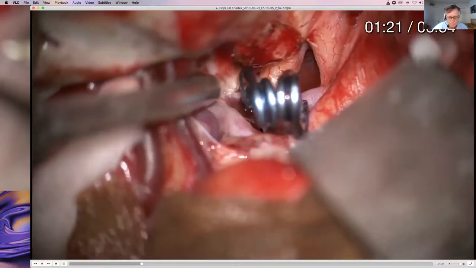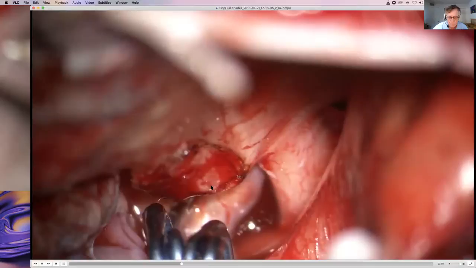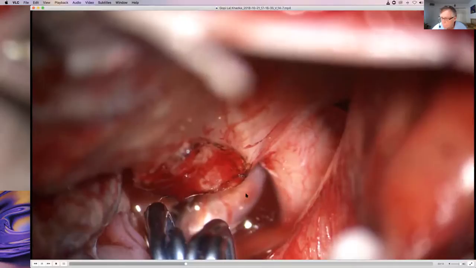So then we are examining, that is a clinoidectomy, tailored clinoidectomy, probably a few millimeters. That is your optic nerve, that is your optic canal.